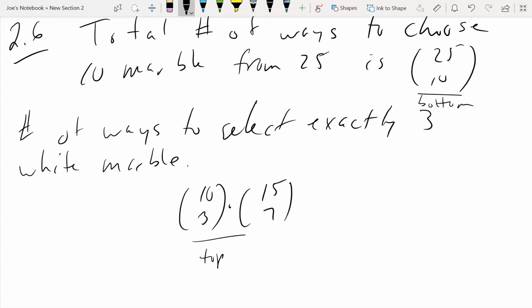Do we see that in one of the answers? Yes. Which answer is it? C. Yeah, cool. So there's our probability. Okay?